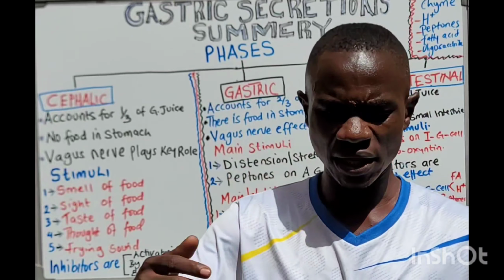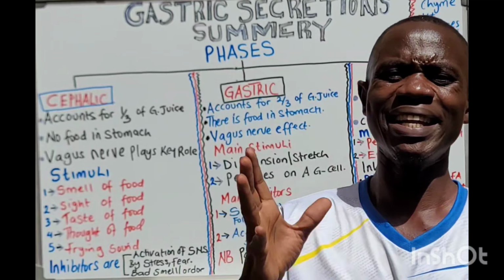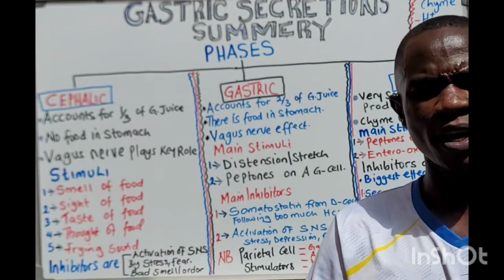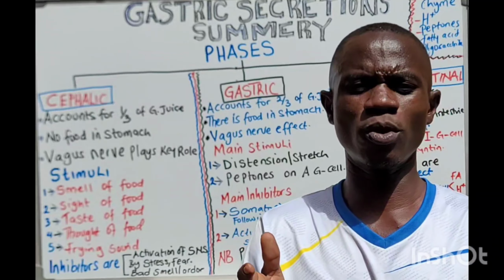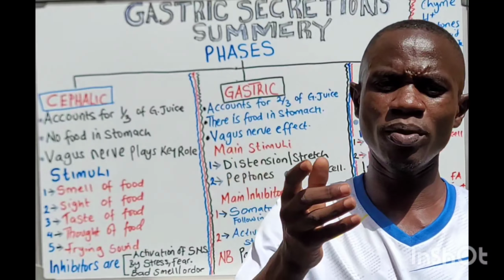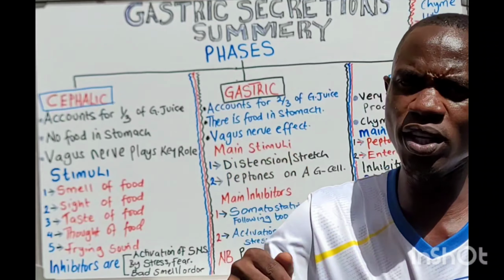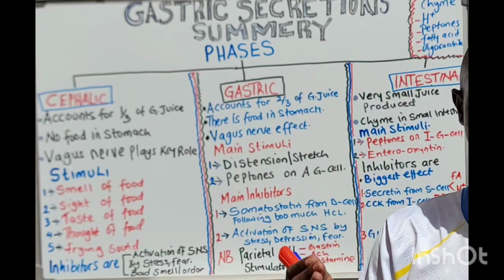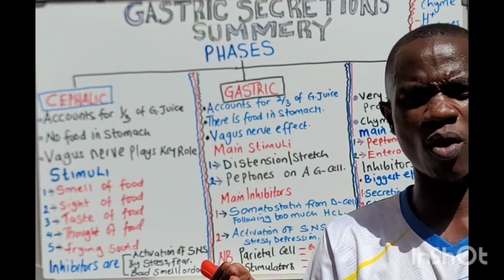This somatostatin can move in the blood and go and inhibit the antral G cells from producing gastrin. If you inhibit the antral G cell from producing gastrin, it means you're going to have no gastrin, which will also lead to no stimulation of the parietal cell and then the chief cell from producing their own secretions.